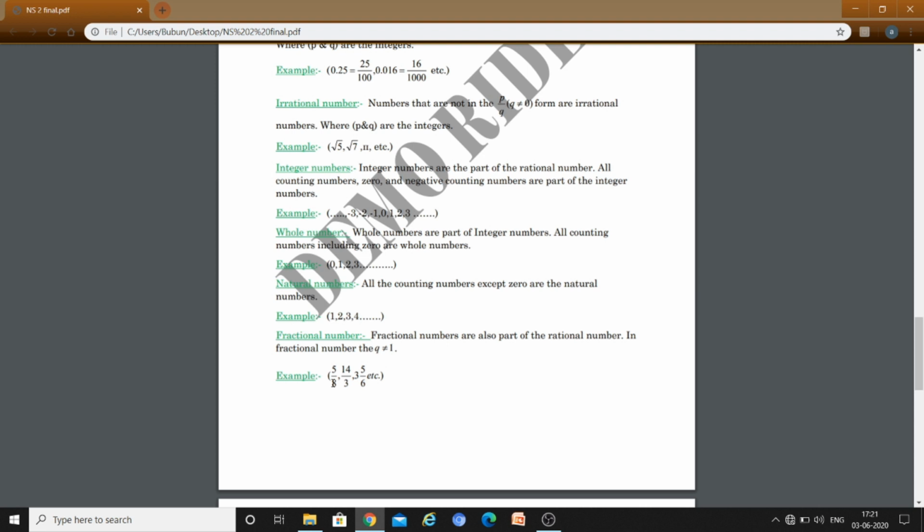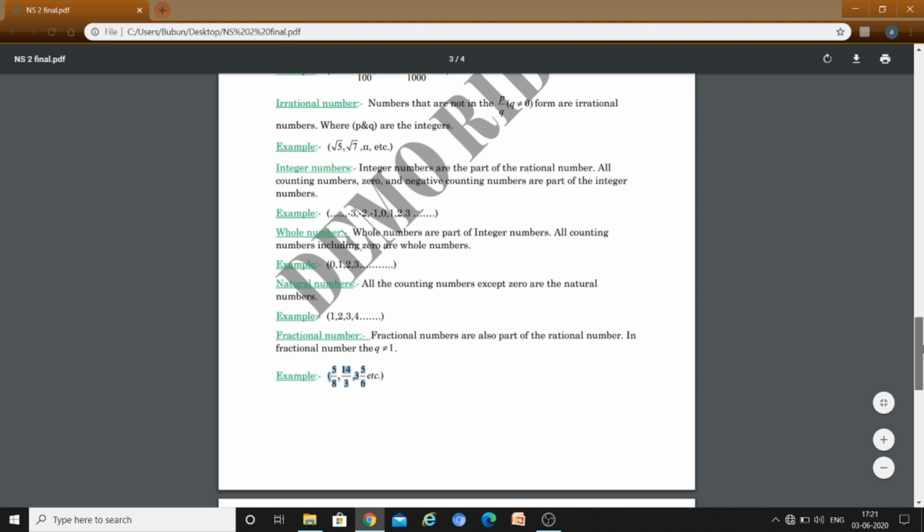Okay, here 14 by 3, the P is greater than Q. That's why we can say this is an improper fractional number. And here 3 and 5 by 6, we have an integer part 3 and a fractional part 5 by 6. So we can say that this is a mixed fractional number. So we can classify the fractional numbers into these three types.